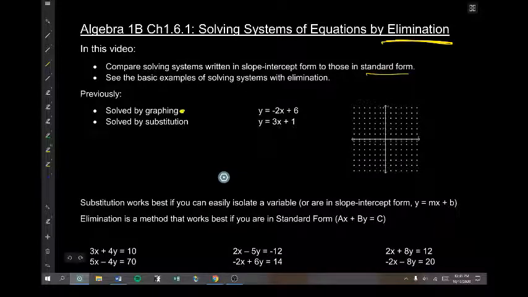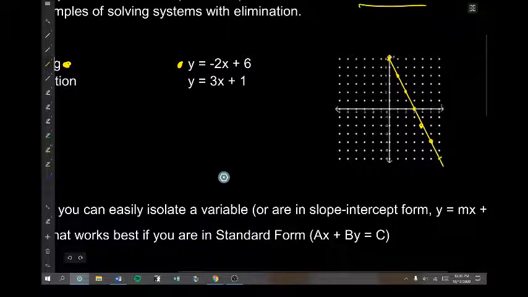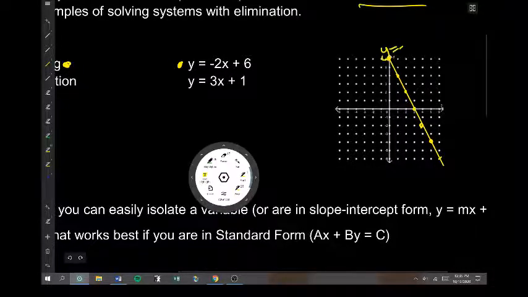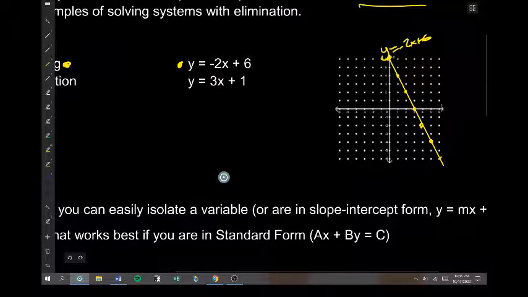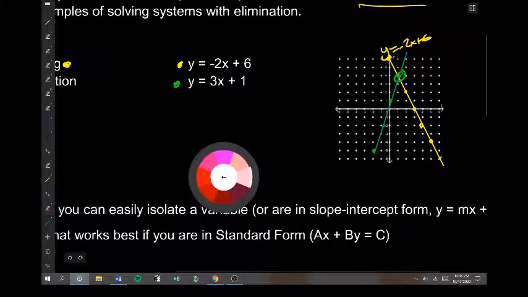So remember with graphing is when you just graph it. So here, this equation starts at 6 and goes down 2, right 1, and my dots got all blurry. But there's the line y equals negative 2x plus 6. The next one, y equals 3x plus 1, starts here and goes up 3 right 1 and down 3 left 1. They're crossing right here. So I'll graph that line real quick. And that point of intersection is the point 1, 4. So we would say the point 1, 4 is the solution to the system.